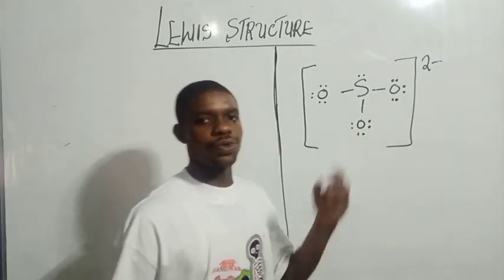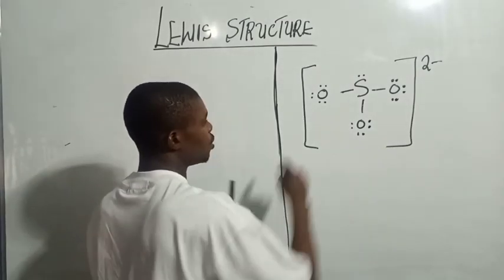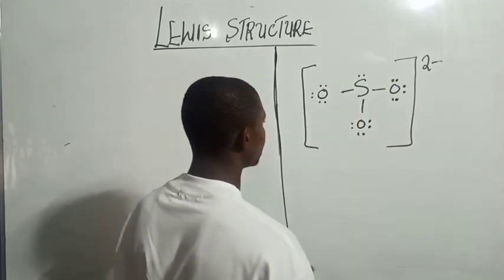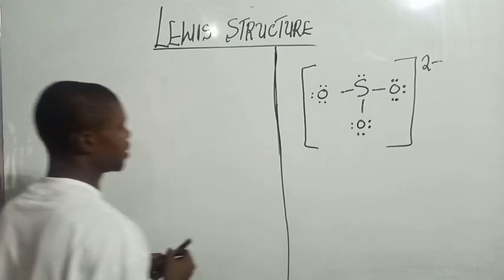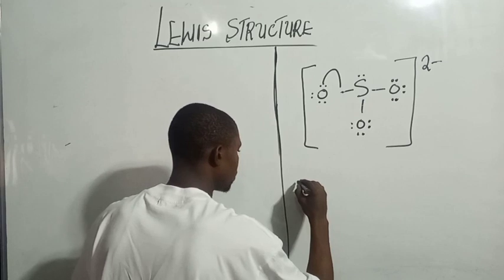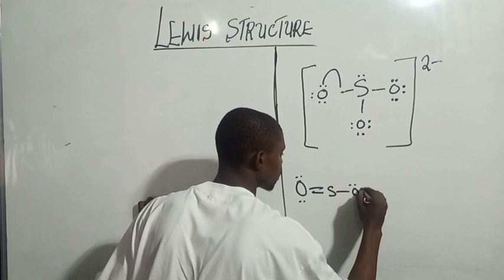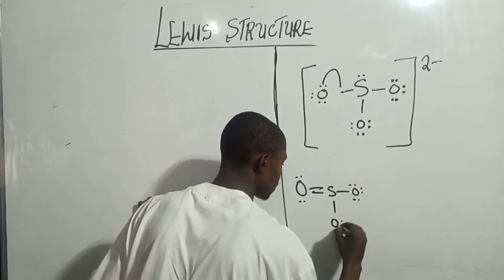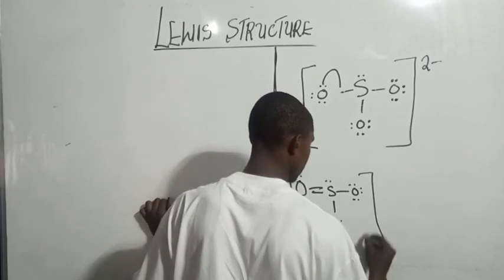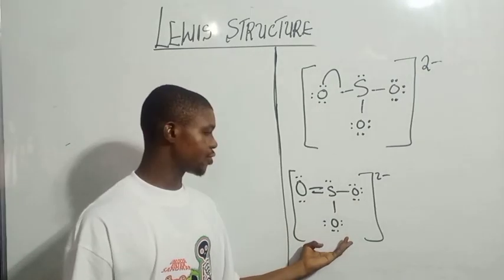So resonance structures can be gotten when the side atom has a lone pair. Do you get it? So you can just move this lone pair to form a multiple bond. So when you move this one here to form a multiple bond, here we have O. So here we have a resonance structure.